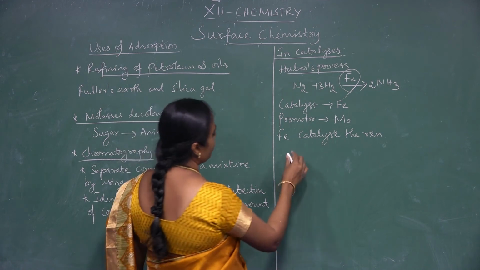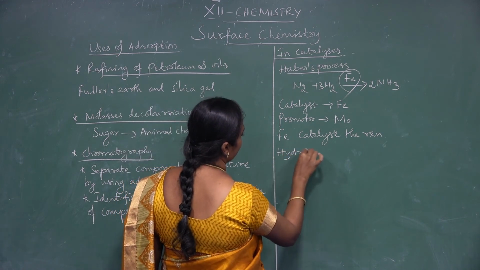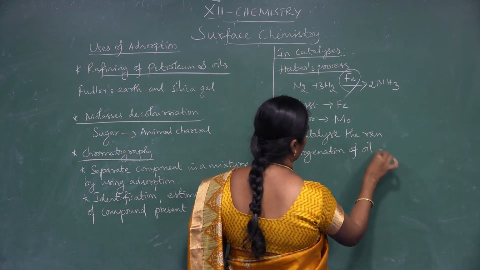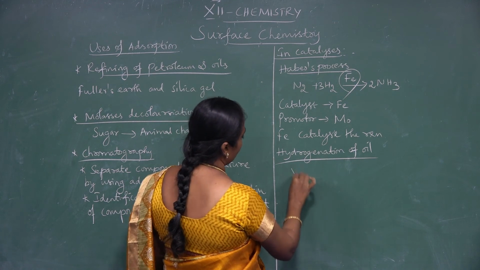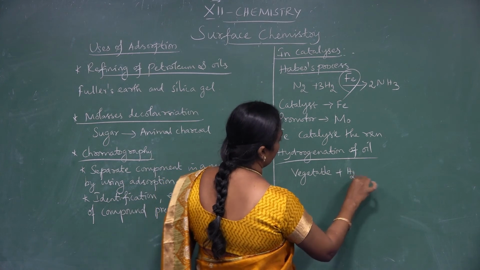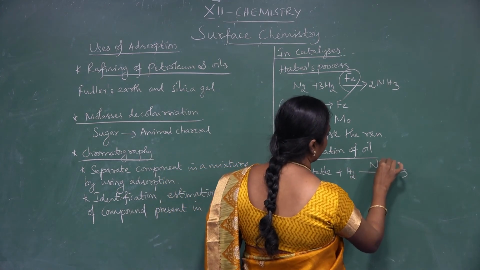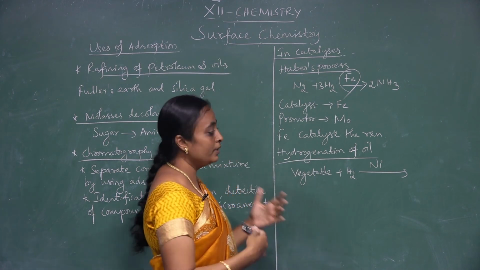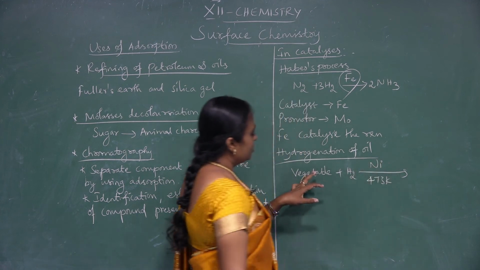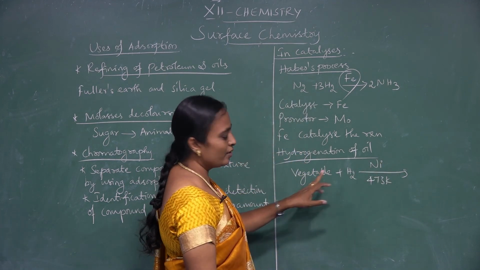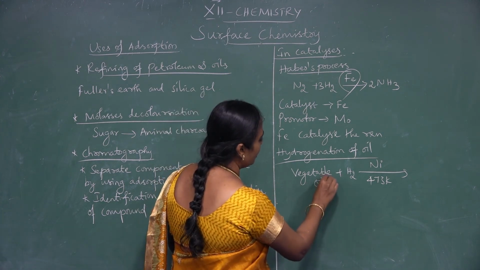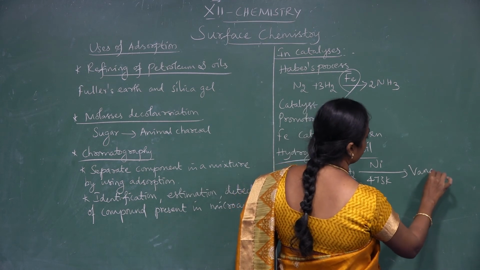Okay, and in the same way, hydrogenation of vegetable oil. Hydrogenation of oil is also a best example. If I take any vegetable oil, we add hydrogen in the presence of nickel, which acts as a catalyst, and this reaction is favorable at a temperature of 473 Kelvin. Hydrogenation means addition of hydrogen to the vegetable oil. So we get vanaspati as a product.